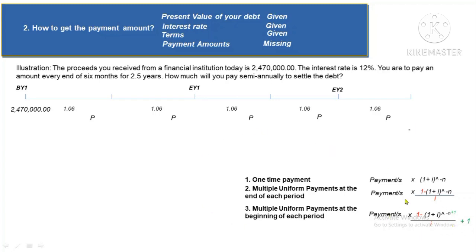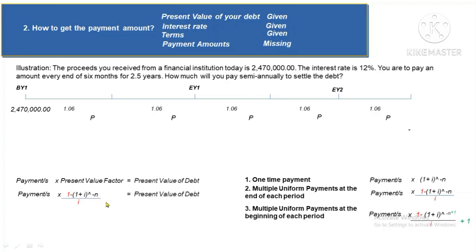And since the problem is clearly multiple uniform payments at the end of each period, then we're going to use this number 2. So payments times 1 minus 1 plus i raised to the power of negative n over i equals the present value of the debt. And then we substitute. In the problem, the payments is not given, but we can get the amounts for the present value factor. So we have 1 minus 1.06 raised to the power of negative 5 divided by 0.06 equals the present value of 2,470, which is given in the problem.